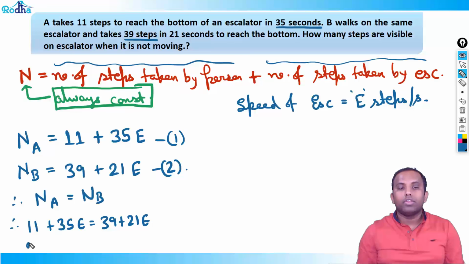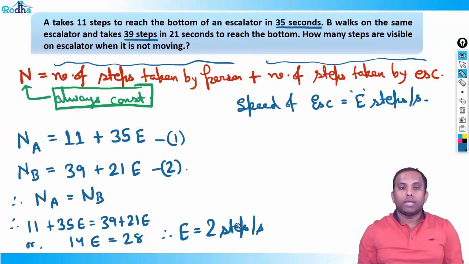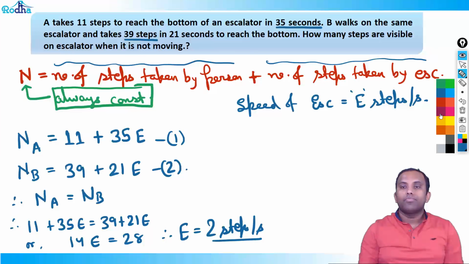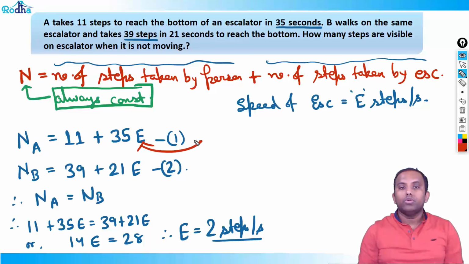What is the value of E from here? 14E is equal to 28. Therefore, E is equal to 2 steps per second. If E is 2, you can put the value of E in either of these two equations. N is 11 plus 35 into 2, that is 81. So 81 is the answer for this question.